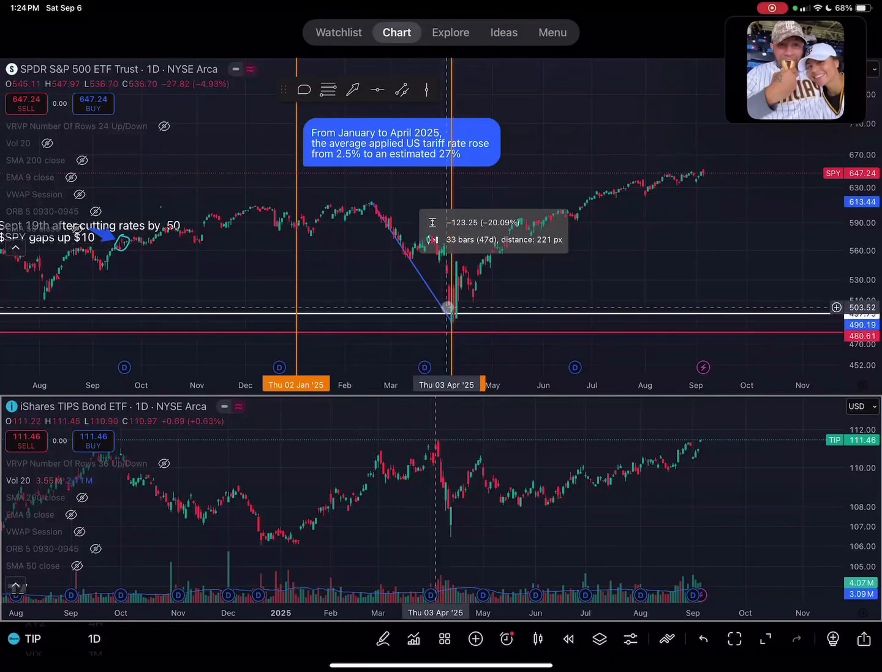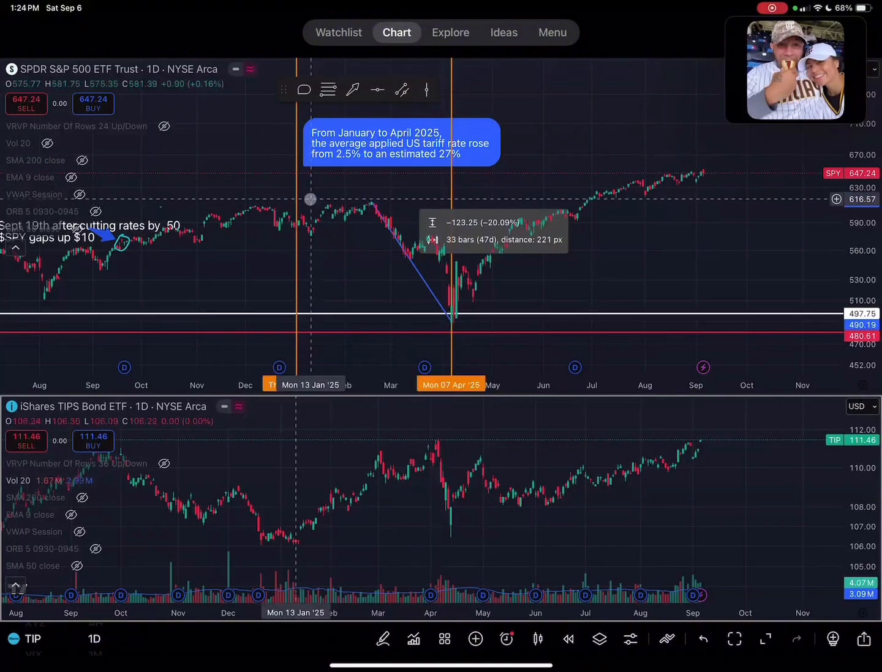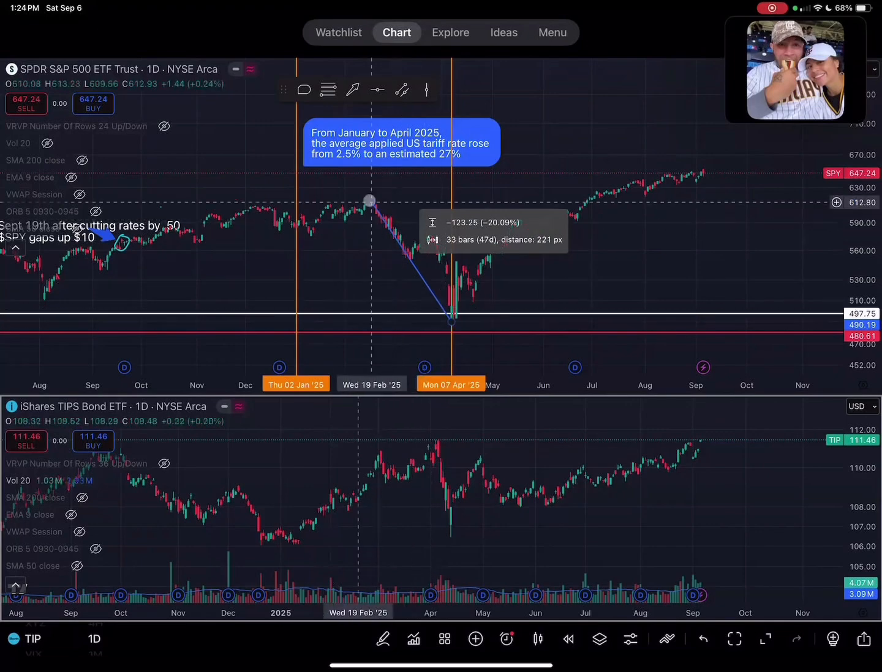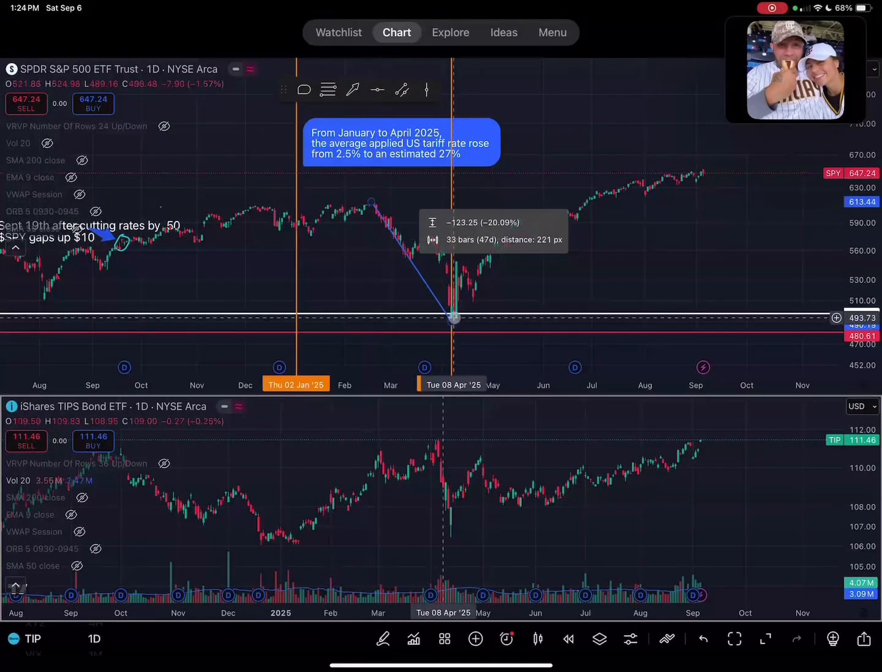20% is not normal for the SPY. But this is what happens when you get Trump in office: from January of '25, the U.S. tariff rate rose from 2.5% to an estimated 27%. That's a crazy increase in tariffs, and that's why you get a crazy move like this in the stock market. It takes something big in the market to do this.